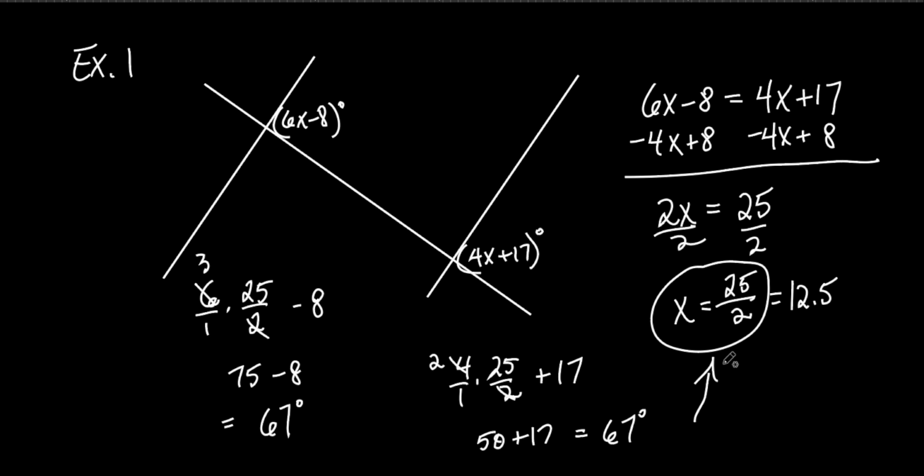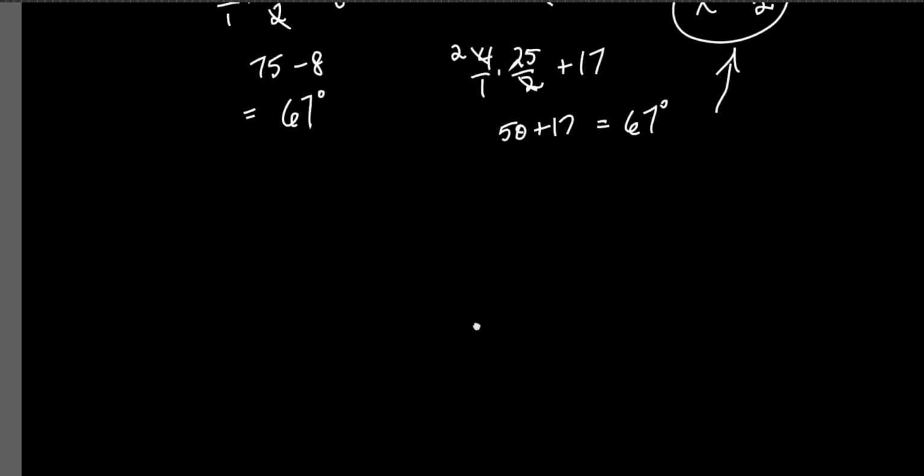Let's talk about this one. It's kind of the same thing. So I'm not going to draw pictures for the alternate interior, alternate exterior, and consecutive interior because we kind of talked about it already, and I think you get the idea with those. What if you had this? What if you had two lines cut by a transversal?